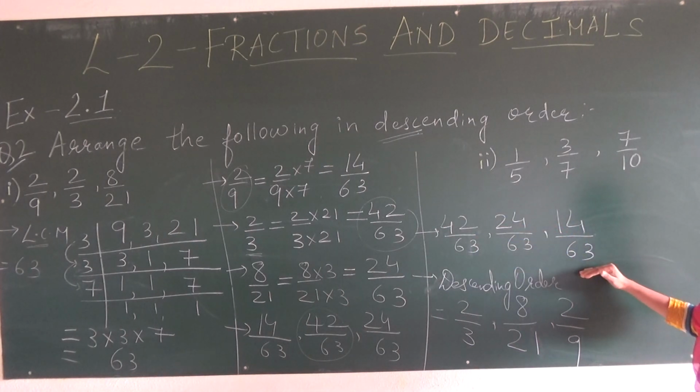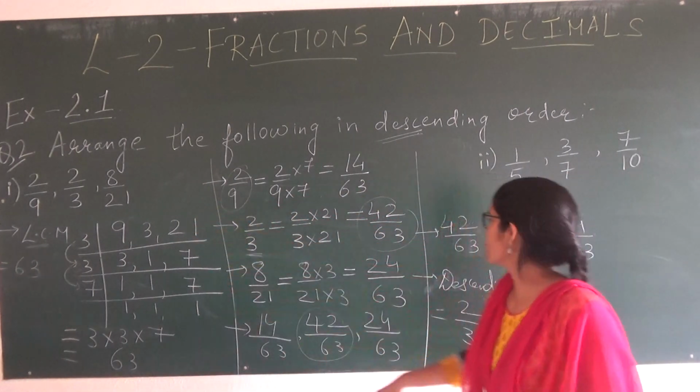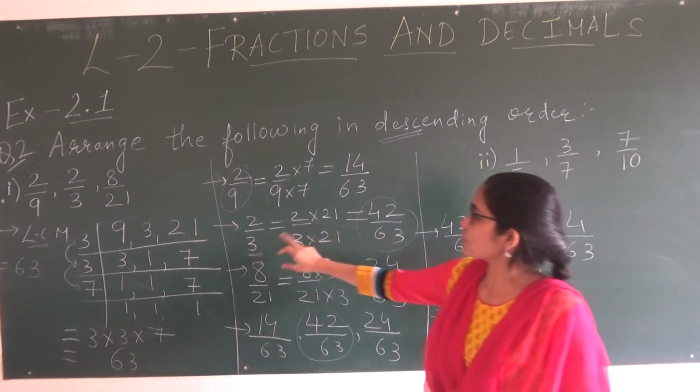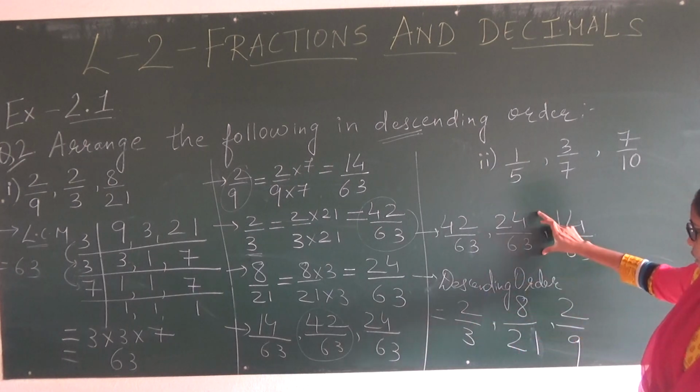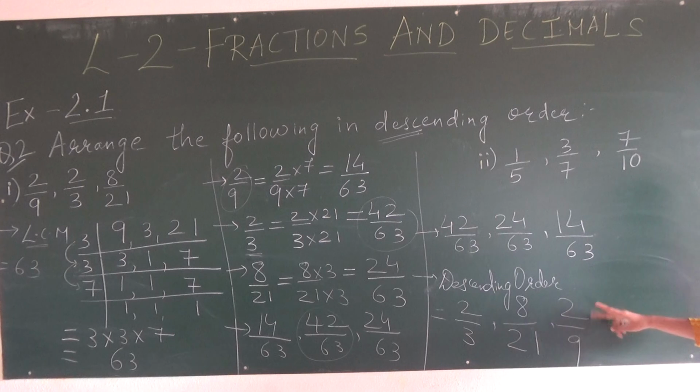But this is not our final answer. We need to arrange the fractions which are given in the question. So 42 upon 63, what was the original fraction in the question? 2 upon 3. So in place of this 2 upon 3, in place of this 8 upon 21, in place of this 2 upon 9. So this is our final answer, descending order.